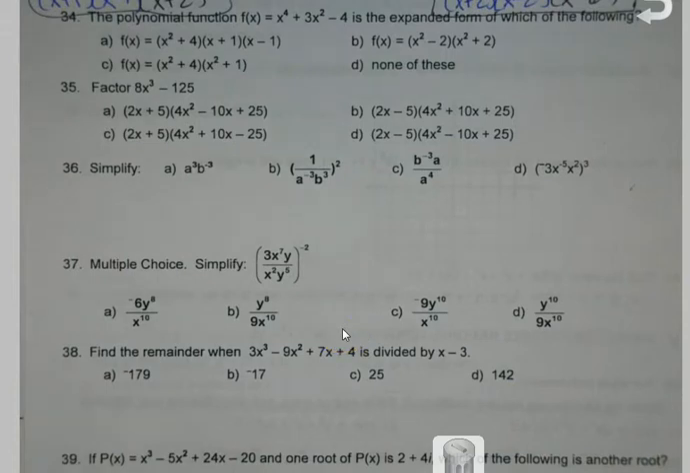We are ready to continue with part 2 of our review for the Unit 3 test coming up. Starting up at number 34.